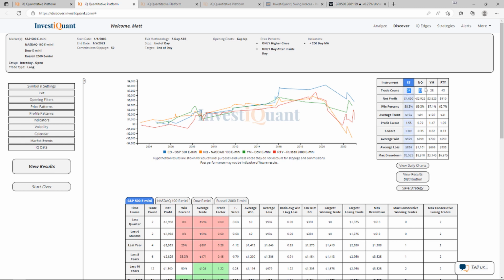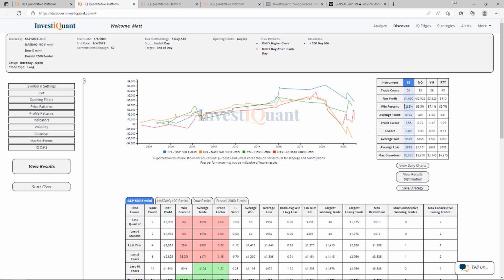For the S&P, we've got 32 for the NASDAQ, 28 for the Dow, 43 for the Russell. Win rates on these are all around the upper 50s, with the Russell leading the way. We've got 58% for the S&P. We've got 59% for the NASDAQ, 57% for the Dow, 63% for the Russell.